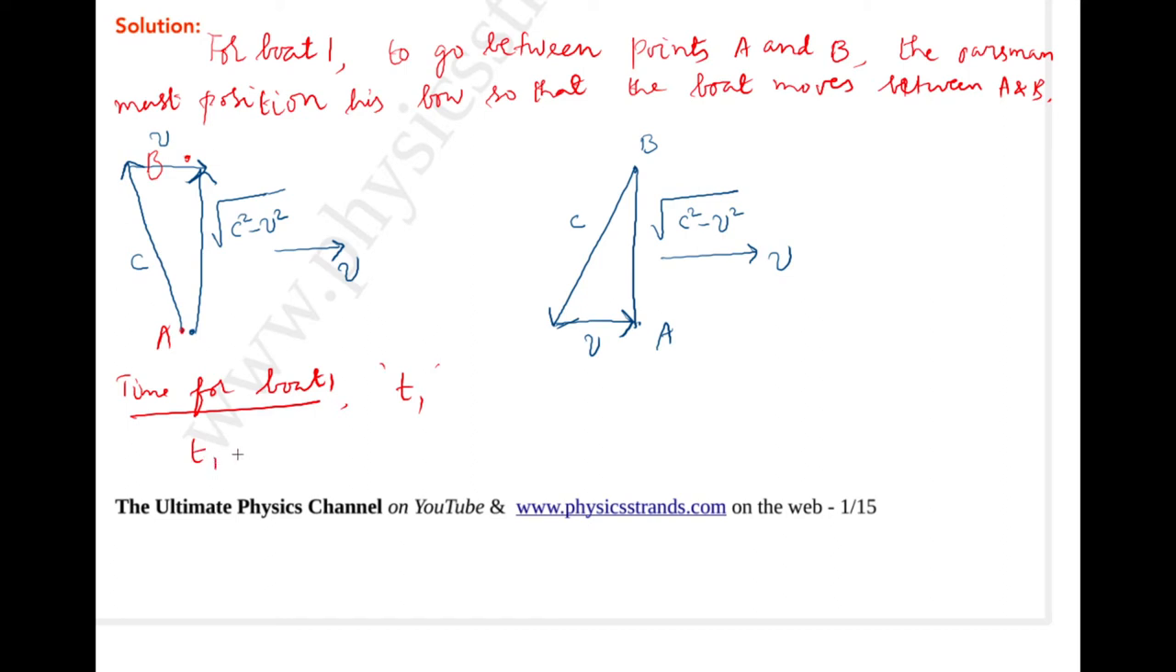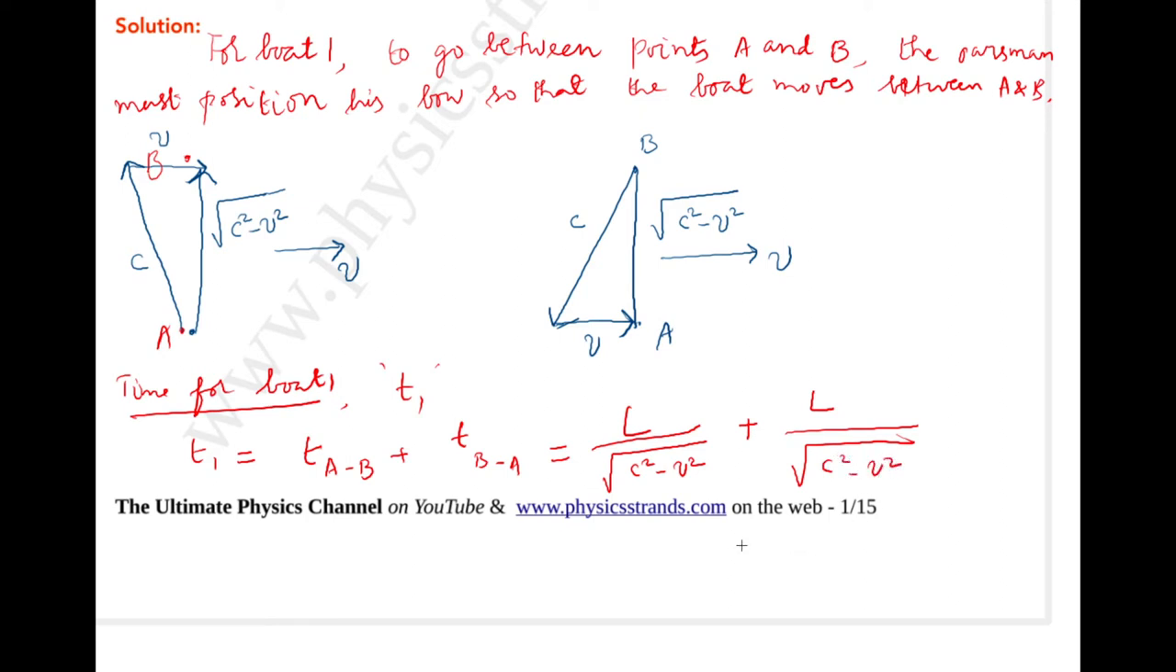So the time for the first boat, T1, is equal to the time that the boat takes to go from point A to B plus the time that it would take to go between points B and A, that is the return journey. So one is the forward journey, the other one is the return journey. Both these journeys are done across the river current. So the distance between A and B is L, over the velocity for this particular segment of the race, which is the square root of C squared minus V squared. Again, on the return journey, he has to travel the distance L with the same velocity, square root of C squared minus V squared, right?